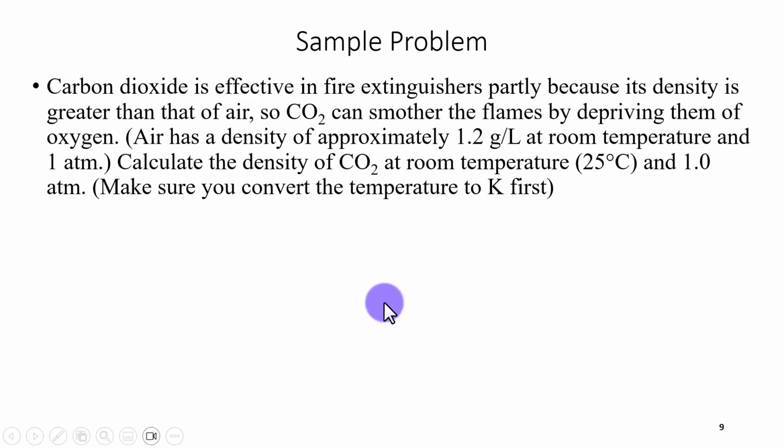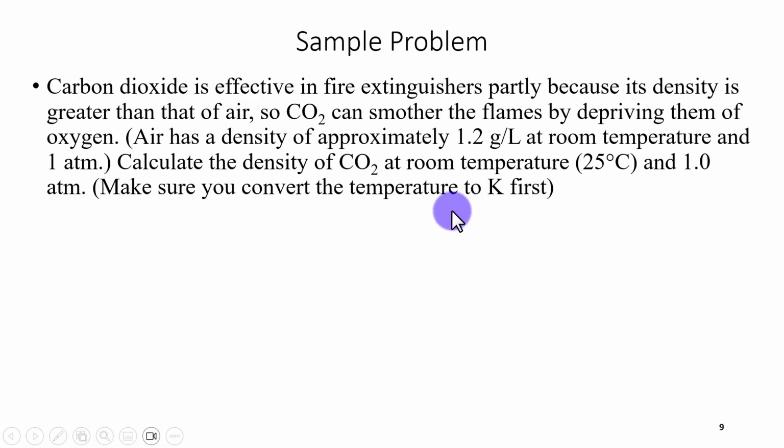Here is a sample problem for you to try using the molar mass gas equation. CO2 is effective in fire extinguishers because it has a higher density than air, so it can smother flames by replacing oxygen. Flames need oxygen to continue, but if I smother them with CO2, then it will stop. Air has a density of 1.2 grams per liter at room temperature and 1 atmosphere. Calculate the density of CO2 at room temperature, which is 25 degrees Celsius and 1 atmosphere.